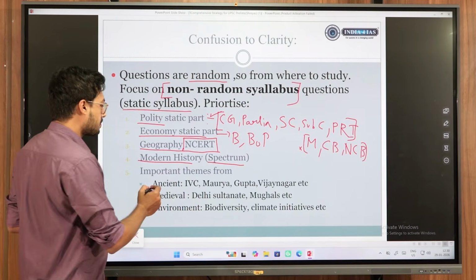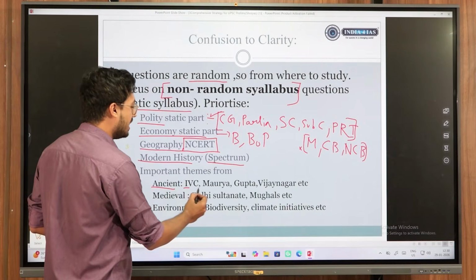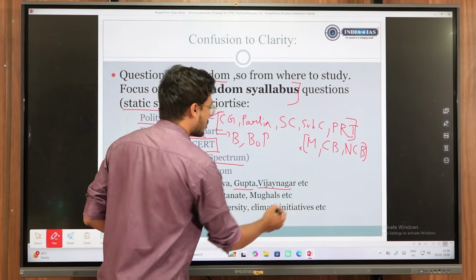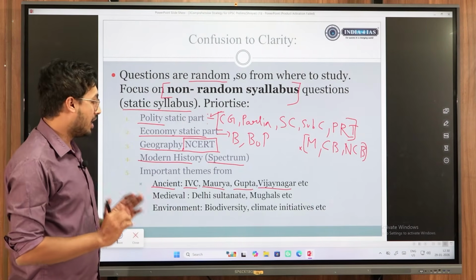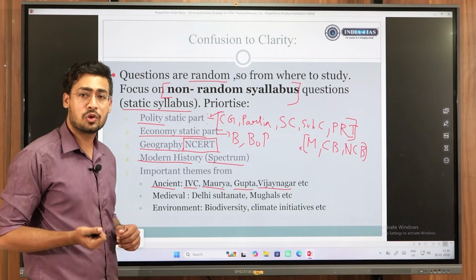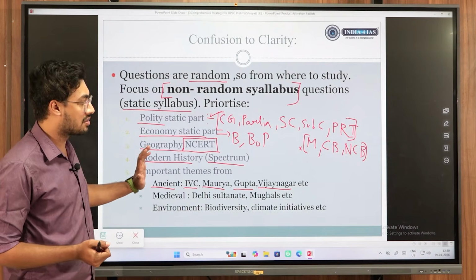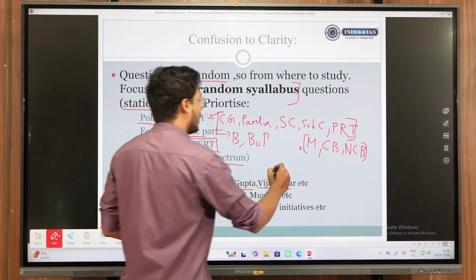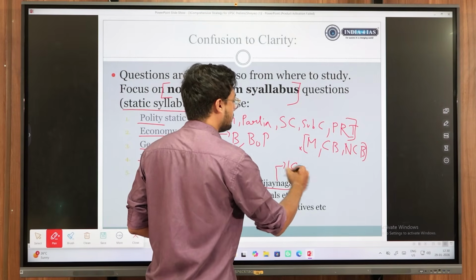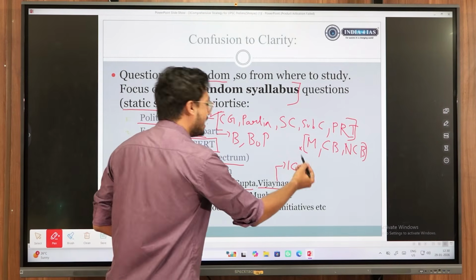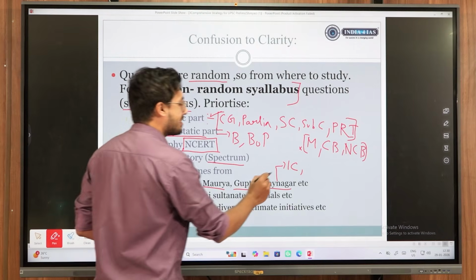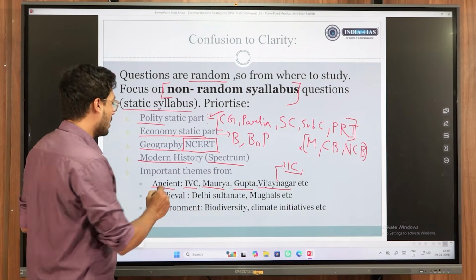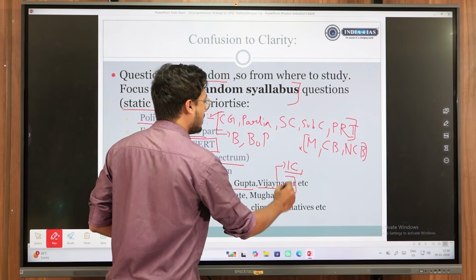Similarly, in ancient history, the Indus Valley civilization is more important, along with the Mauryas, Guptas, and Vijayanagara. In these areas we will have to focus more. And if UPSC has to go for an in-depth question, it would rather go into topics which are more important than topics which are less important. For instance, if I have to speak of the Imperial Cholas, I would keep it as pillar 2, and I would make this as pillar 1, because fewer questions are asked from this part. So if UPSC has to go for a more in-depth question, it would rather go in these areas than this.